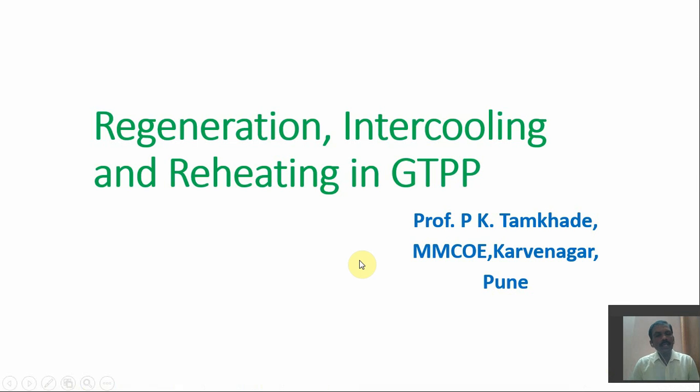Hello friends. In the last video we have seen the different concepts to improve the efficiency or the network output of the gas turbine power plant or a Brayton cycle. Those are number 1 regeneration, second is intercooling, and third is reheating. Out of that, regeneration and intercooling we have discussed.